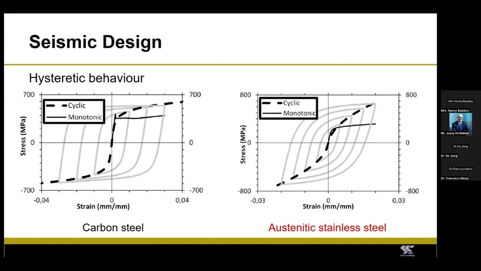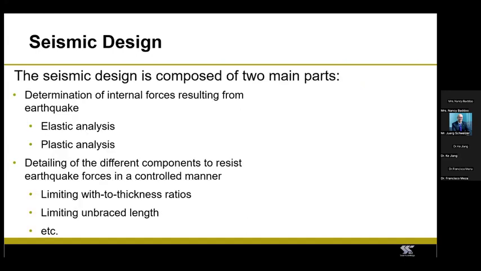Now, before I explain how this strain hardening might affect the seismic performance of stainless steel, let's discuss some basic concepts of seismic design. The seismic design of a structure is based on two main parts. The first part consists of determining the internal forces in the different structural components that result from the earthquake. The second part consists of the detailing of the structural components to ensure that they behave as intended.